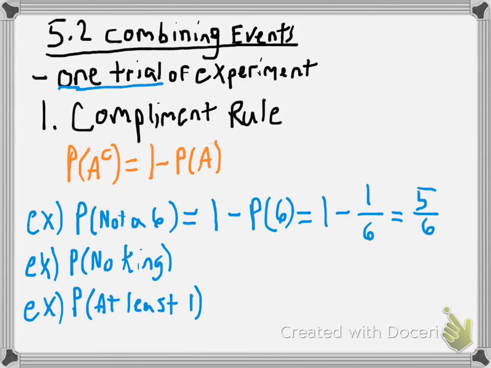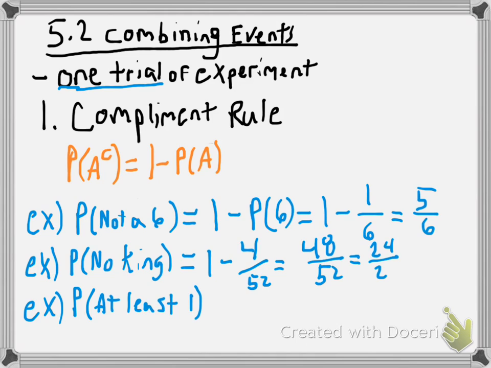Next, if we select a card from a deck, a 52 card standard deck, what's the probability that we don't get a king? Now this could happen sometimes when you're playing poker, you don't want to see a king. Well, 1 minus, and what's the probability that you do select a king? There's 4 kings out of a 52 card deck, and that would be 48 out of 52, which we could reduce to 24 out of 26, I can reduce again 12 out of 13. Or you can give it as a decimal, it doesn't matter.